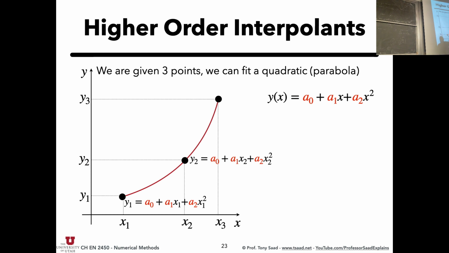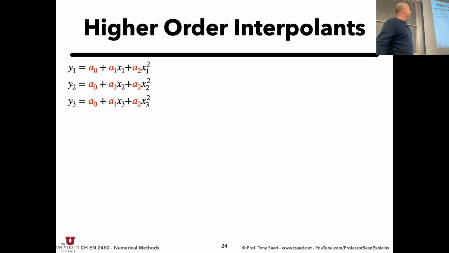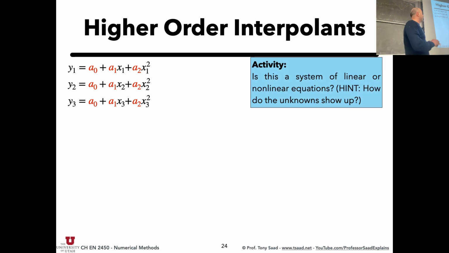Okay. Third equation, same thing. Take the model, that quadratic, and apply it at x3. You simply plug in x3 on the right-hand side, and the left is going to be, by definition, y3. So now we have 3 equations and 3 unknowns. The question is: is this system a system of linear equations or nonlinear equations?